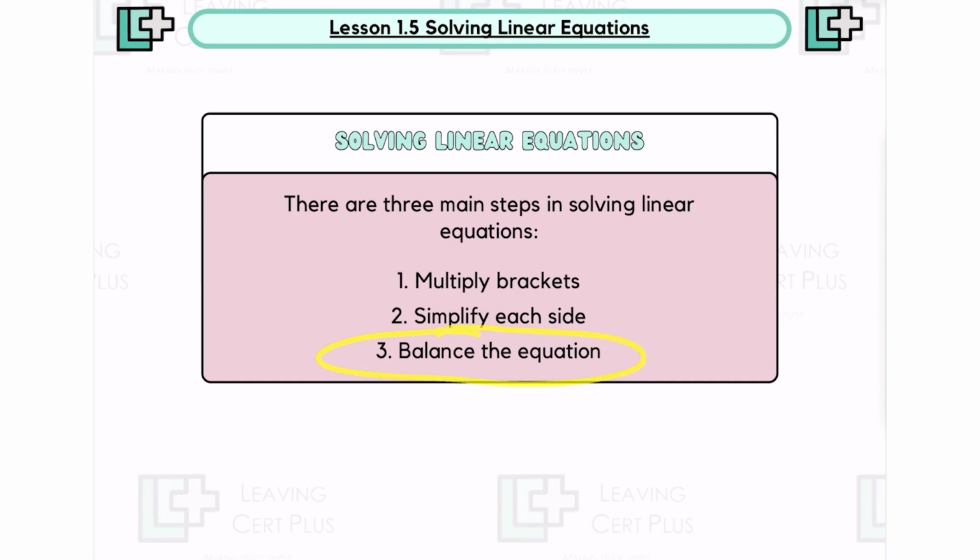What this essentially means is we have to add or take away the same number to both sides of the equation. What some people might understand this as is moving the x's to one side and numbers to the other side, which is another way of looking at it. So let's get cracking into a question straight away.